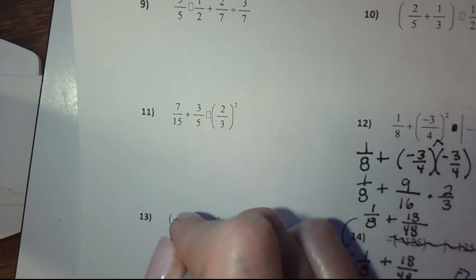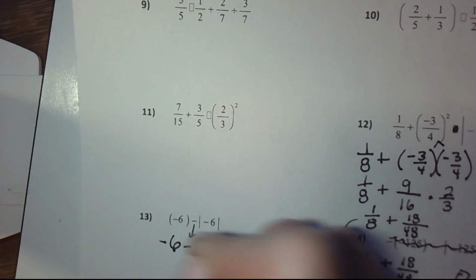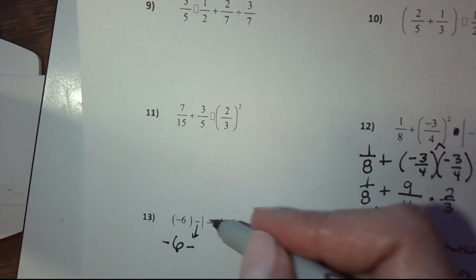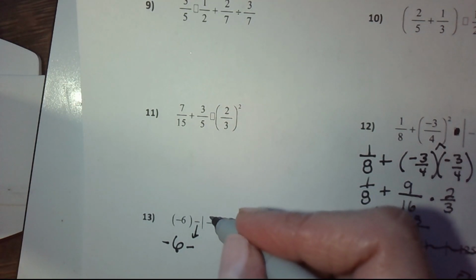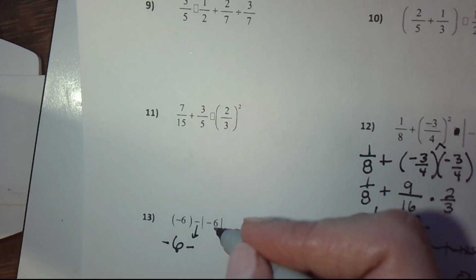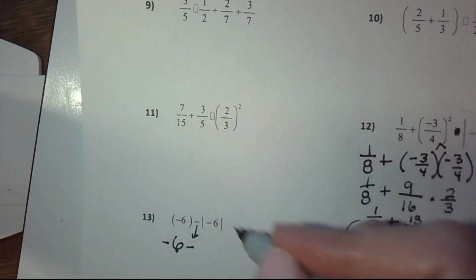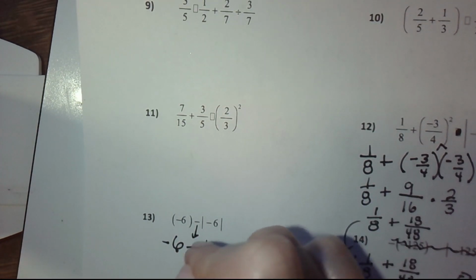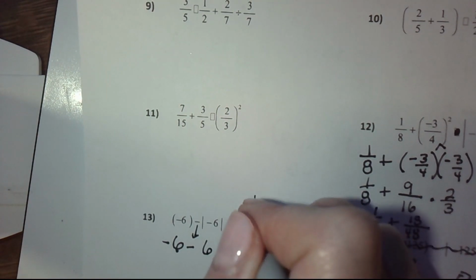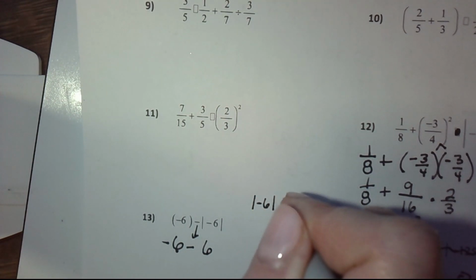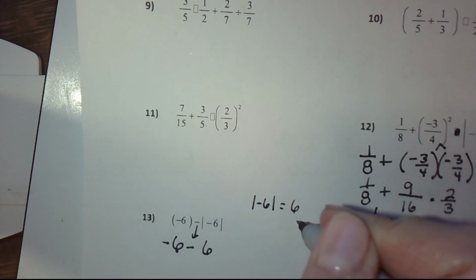-6, and I'm going to bring this down, minus. Now let's find the absolute value of -6. How far is -6 away from 0? It is 6 units away from 0. So the absolute value for -6 is 6. Okay, I'm just going to write that up here. The absolute value of -6 is 6.